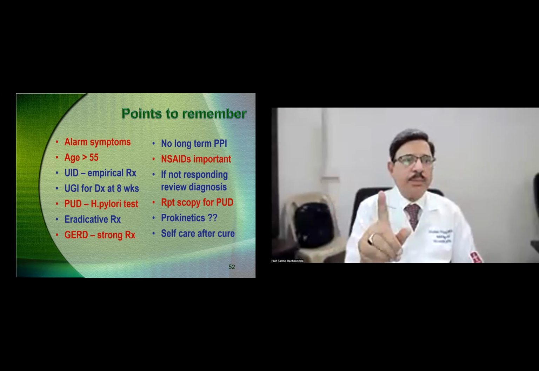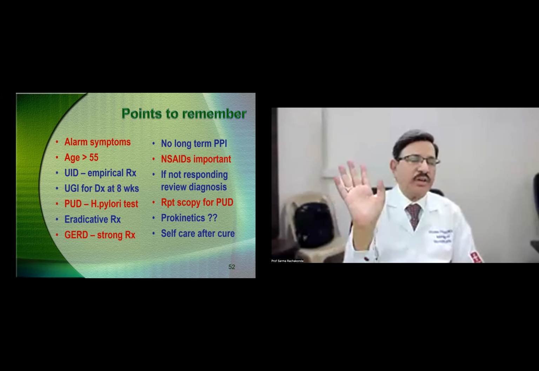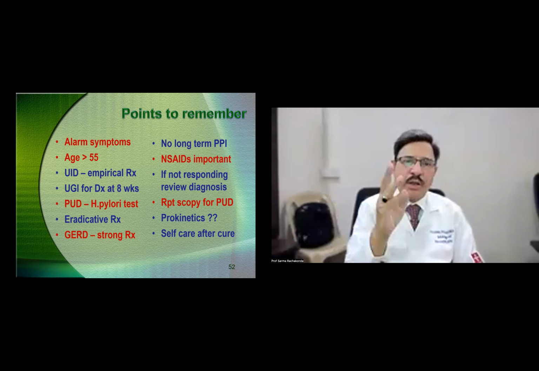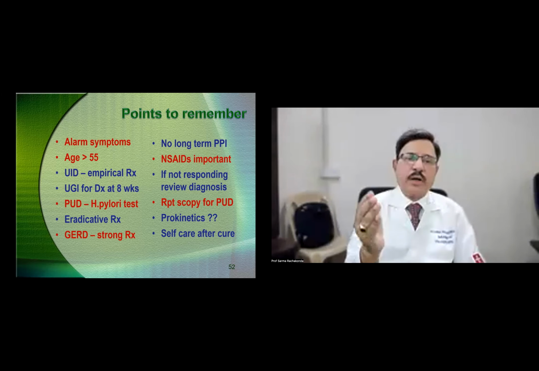The age of the patient should always be taken into consideration. Then, empirical treatment for uninvestigated dyspepsia is given only if the age is less than 55 and there are no alarm signs. Treat for 8 weeks; if not responding, you test. Peptic ulcer disease should be excluded. An H. pylori test should be done.